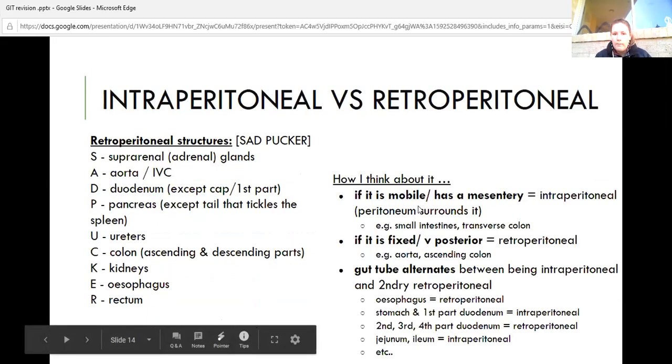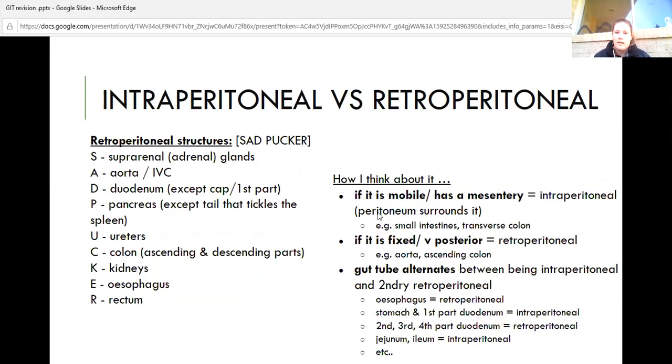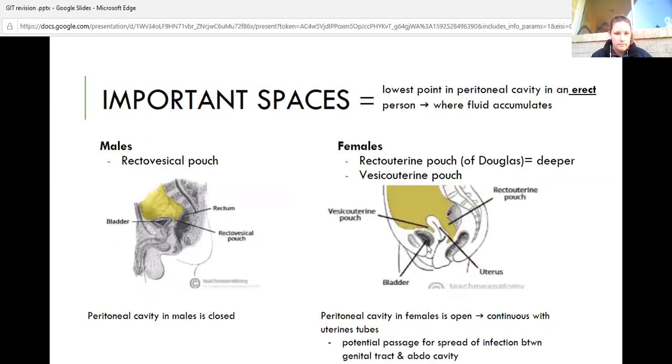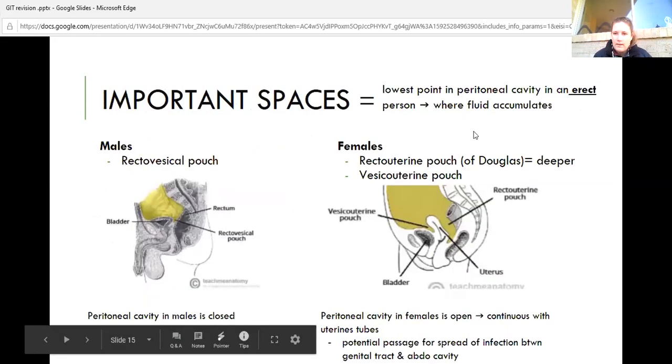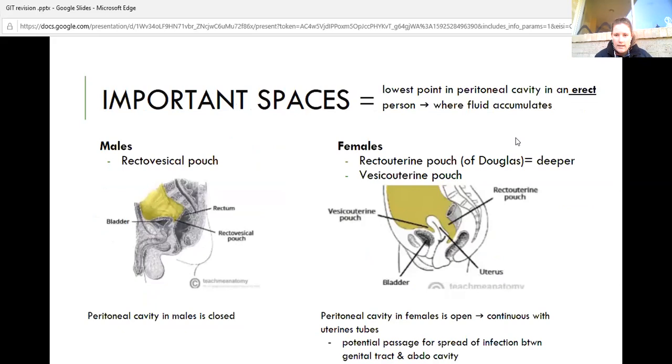How I remember it, there's an acronym, but I just think if it's mobile, it has a mesentery, then it's intraperitoneal. If it's fixed and very posterior, then it's retroperitoneal, and the gut tube alternates between being intraperitoneal and secondary retroperitoneal. So the esophagus is retroperitoneal, stomach and first part of duodenum intraperitoneal, second, third, fourth part of duodenum retroperitoneal, small intestines intraperitoneal, etc. And then important spaces from the foldings is the lowest point in the peritoneal cavity in a standing person.